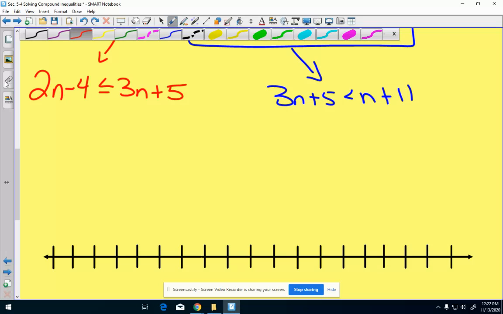Yes, awesome. So what does the picture look like for that graphically? So 1 and 2. Okay, so you divide right here by -2. Because you divided by a negative, what do you have to do with that sign? You got to flip it.